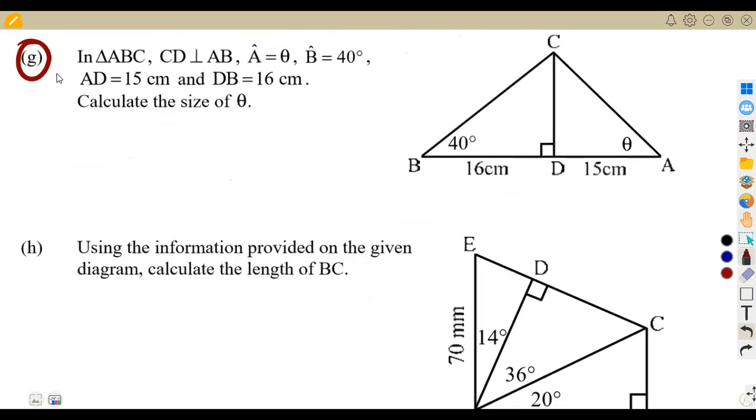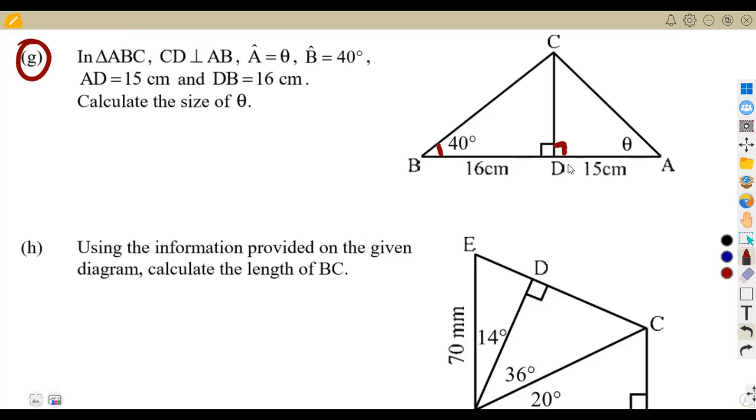Okay, so here on this G, these are questions which stretch you further. On G, we are given that in triangle ABC, CD is perpendicular to AB, meaning there's a 90 degrees here. Then we are given angle B, this is our angle B here. And AD is 15, from A to D is 15, and from D to B is 16.